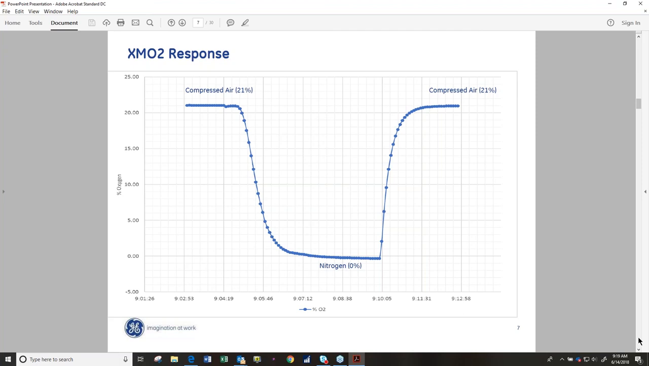You can see that in the other direction, if we make a step change from nitrogen to ambient air, it seems to go up faster. It's a lot easier to expose it to oxygen than it is to purge all of the oxygen out. Next slide, please.